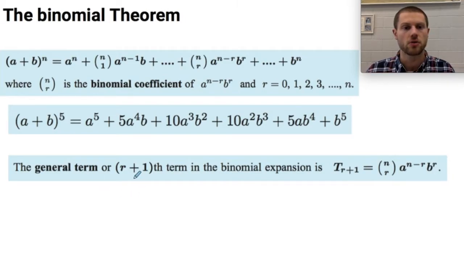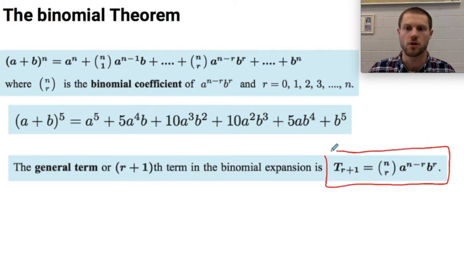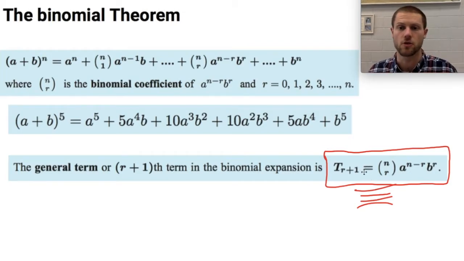In general, the general term, or the r plus 1th term, is given by this expression here. Really, at the end of the day, this is all that you need to take away from this binomial theorem. You can generate any term by using n choose r times a to the n minus r times b to the r. This is the one that you want to commit to memory out of any of the things we've seen so far. And we'll get some practice on how to use these things.